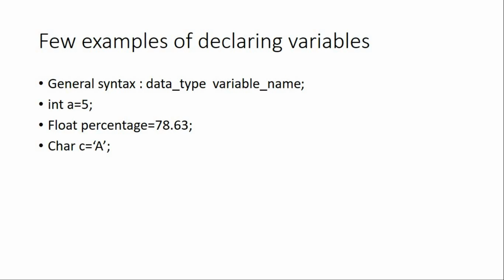The second example we have is float percentage. This means that a memory cell is going to get allocated and named percentage, and it's going to store the value 78.63, which is of type float because it has decimal values. The third example we have here is character c. This is again another data type. Character means it can store letters and symbols. So there's going to be a small memory cell that says, okay, I'm called c and I store the value capital A, and I'm of data type character.